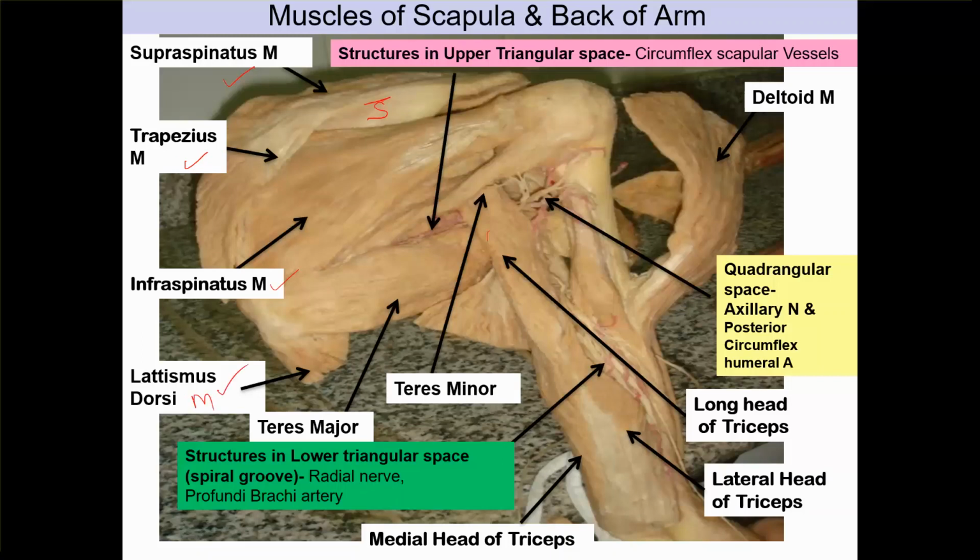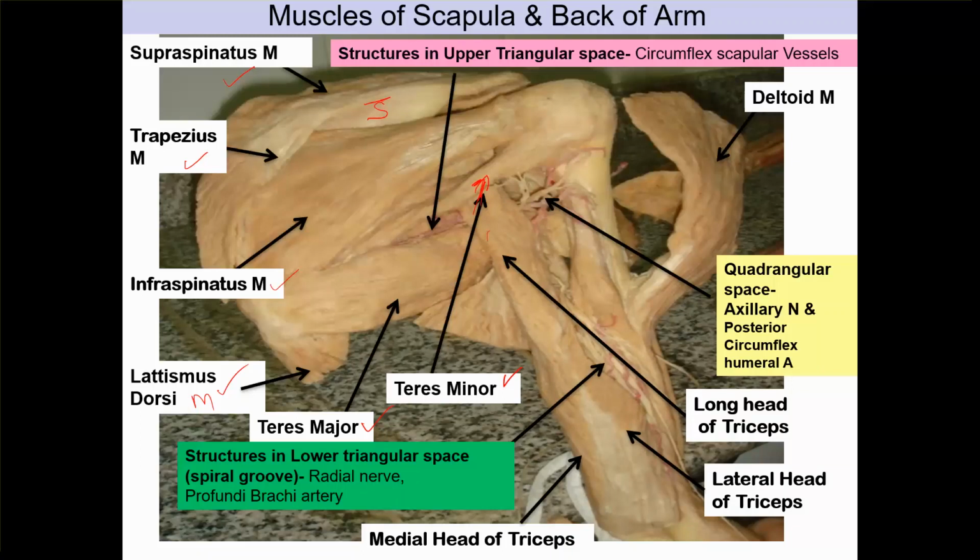Then coming to the medial aspect, we said there are two muscles here. This one is the teres minor, and this one is teres major over here. So this arrow is going up to here, teres minor, and this is teres major.